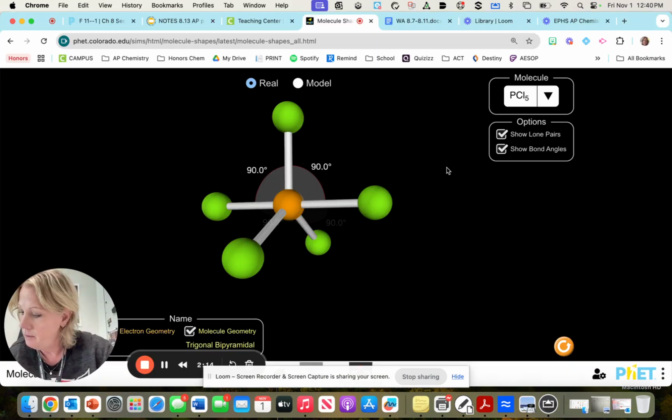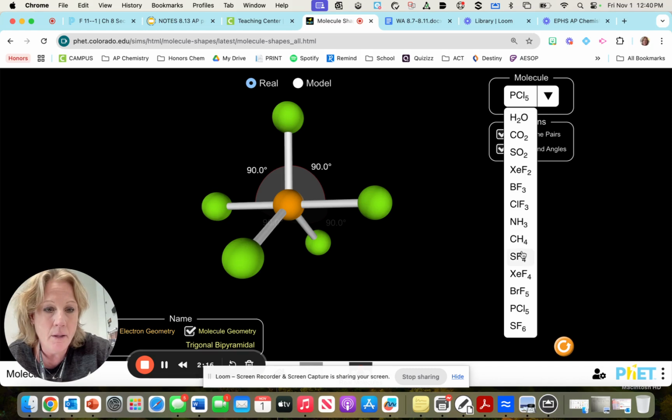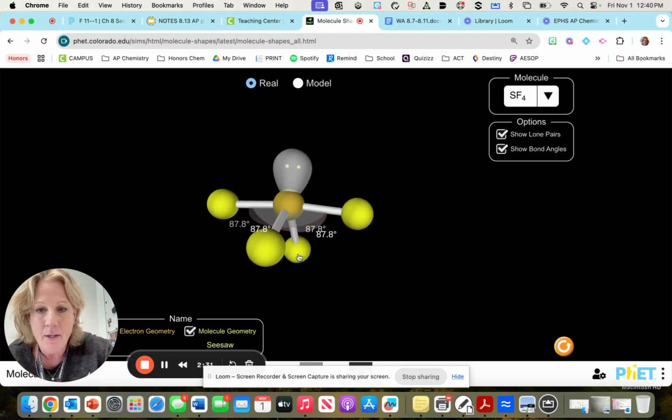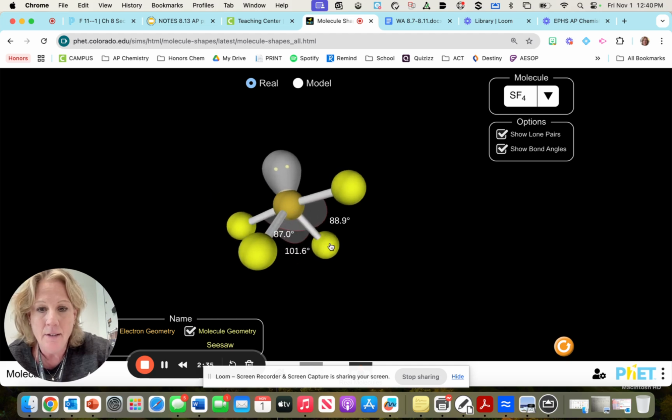So this could be, let me grab it right here. Can you see how it's kind of like a seesaw? You would sit here and your friend would sit there, and you would go up and down like a teeter-totter. And these are the legs. But you can see because of the lone pair, our angles are not 90 anymore. They're a little bit less.